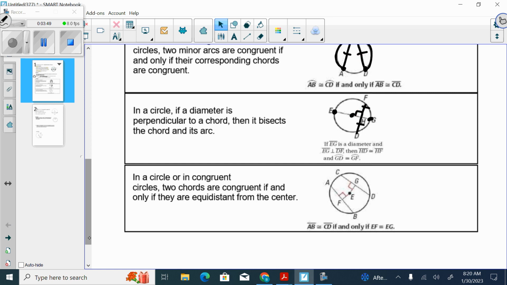All right, and then the last theorem we have says in a circle or in congruent circles, 2 chords are congruent if and only if they are equidistant from the center. So if they tell you that this segment and this segment are congruent in size, then you're automatically going to know that this segment and this segment are congruent in size. So if they're the same distance away from the middle, then those 2 chords are the same size. Okay, so now that we know that information, let's flip it over onto the back and look at a few examples where we can apply these rules.